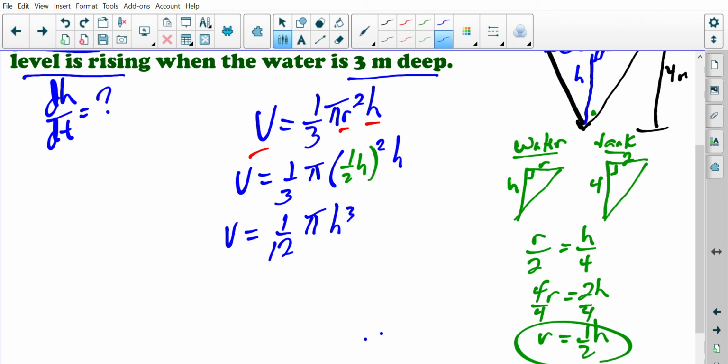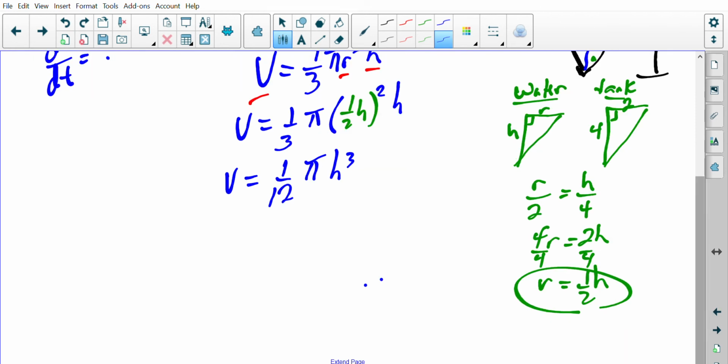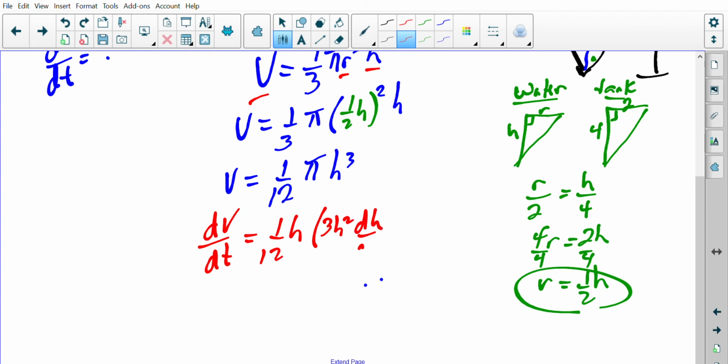So I've got a new formula, but look at the advantage of this new formula. It no longer has the variable r in it. So I'm down to a scenario that has just two variables, and I know dv dt. Therefore, if I take the derivative, I should be able to now figure out dh dt. All right, so here we go. Take the derivative of the left side, dv over dt. 1/12 pi is all just constant. Take the derivative of your variable then, 3h squared. Finish off your implicit derivative with dh over dt.